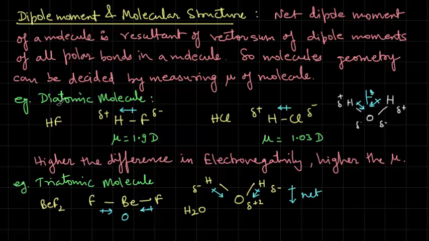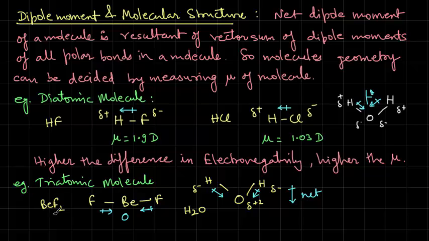For example, diatomic molecules. In the case of HF, mu is found out to be 1.9 D. For HCl, it is found to be 1.03 D. So why is this more than this? Because fluorine is more electronegative than chlorine. Also, the fluorine atom is smaller than that of chlorine, so this nucleus has more tendency to attract the electron pair. Because of these two reasons, the dipole moment of HF is more. So higher the difference in electronegativity, higher the mu.